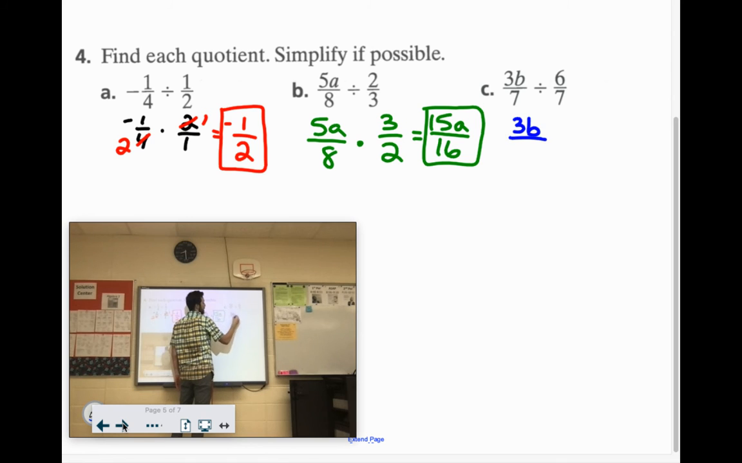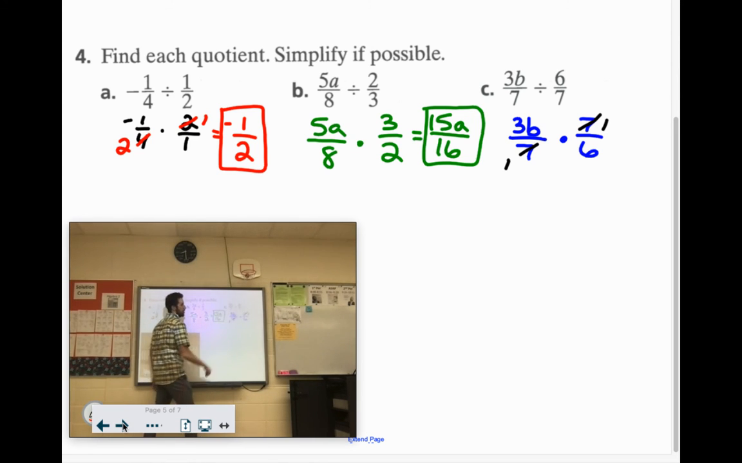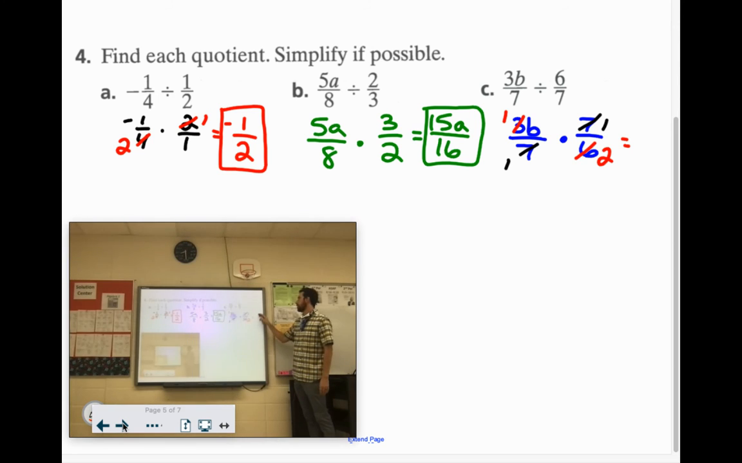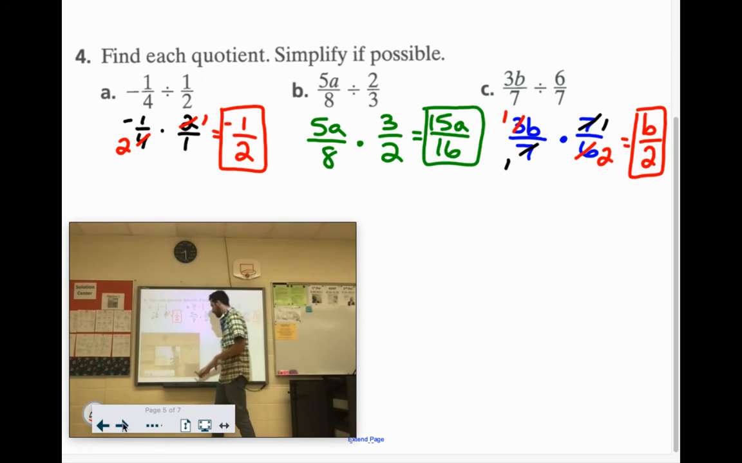Keep it, change it, and flip it. 7/7. What? Make those ones. 3b and 6 are both divisible by 3. 3 goes into 3 once. 3 goes into 6 2 times. So up top, we have 1b times 1. That's 1b. Denominator 1 times 2 is 2. This does get a little trickier when you're doing division, because you've got to turn them improper first.